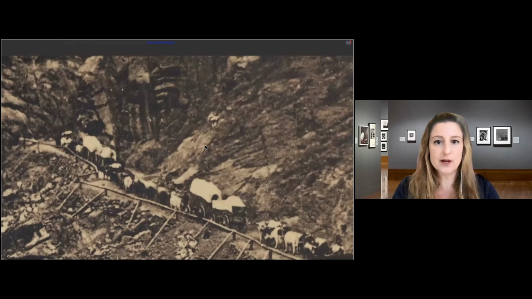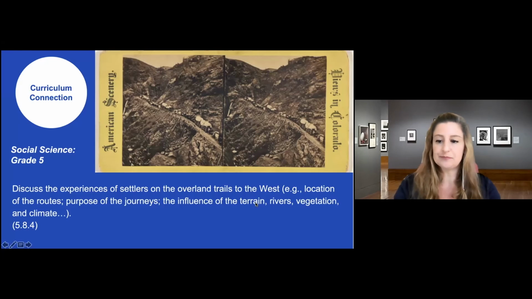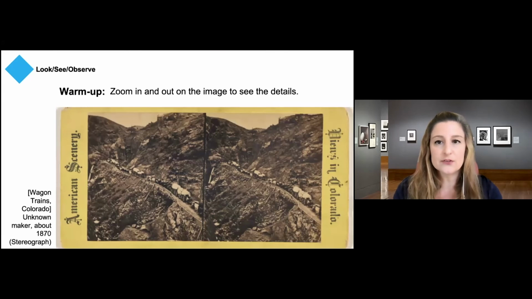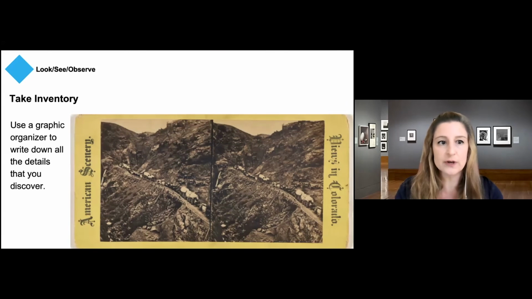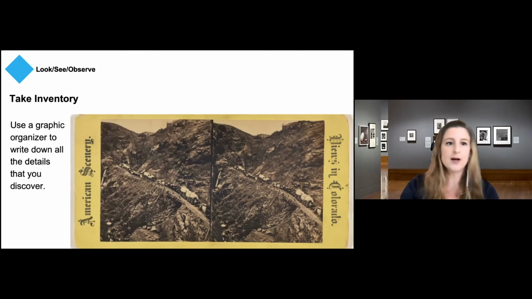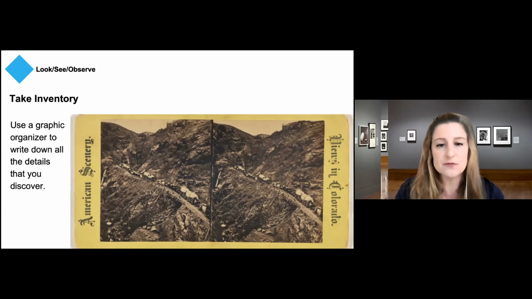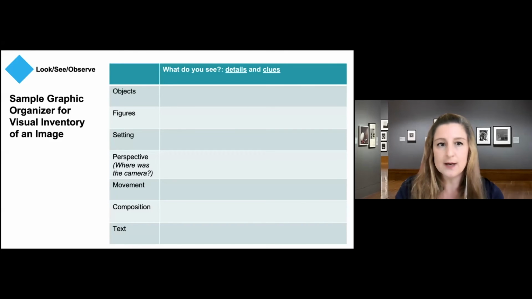So going back to our slides. So there's our warm-up. Then take inventory. So for this one, and we have 5th grade students, so they can do more of the writing on their own. A graphic organizer is a great way to figure out all the details that are here that might be clues for what this stereograph is about. So here's a sample. You can choose what elements you'd like your students to focus on in terms of looking for details. I chose ones that I thought best lent themselves to the image and what I was hoping for them to take away from the experience of looking at it.